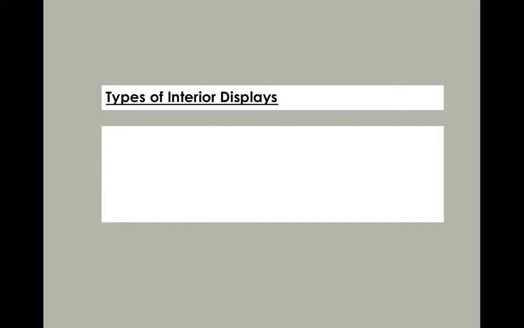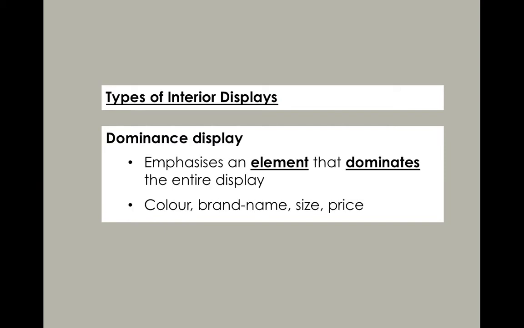Okay, the types of interior displays. Next, we have dominance display. It is basically talking about an element that dominates the whole display. That means the whole display is all about a certain color. The whole display is all about a certain brand.